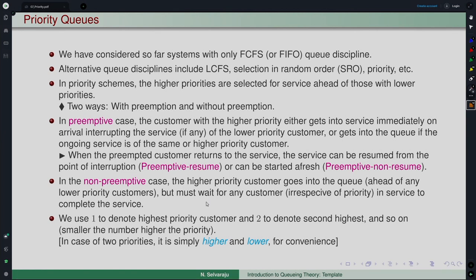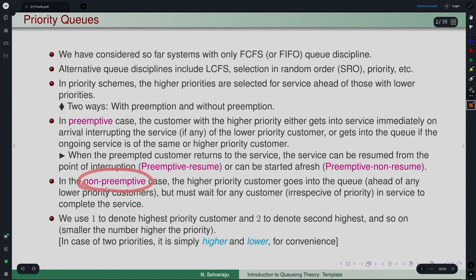So even if a lower priority customer is getting service, he will not preempt the ongoing service. He is not going to disrupt any ongoing service being given to a lower priority customer. He will just wait, but he will move ahead of any of those lower priority customers in the queue when selection for service comes. But he must wait for any customer, whether higher or lower priority, whose service is currently ongoing. He is not going to interrupt; irrespective of priority, he will wait for the service to complete.